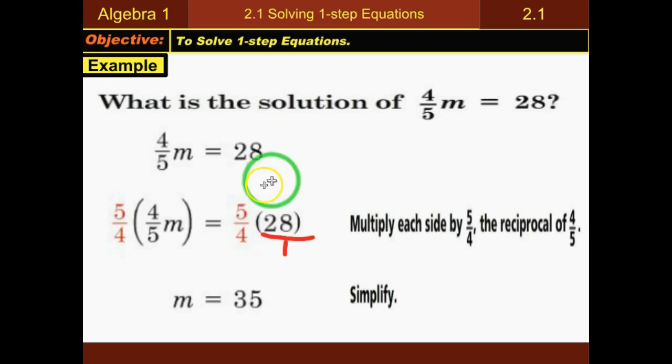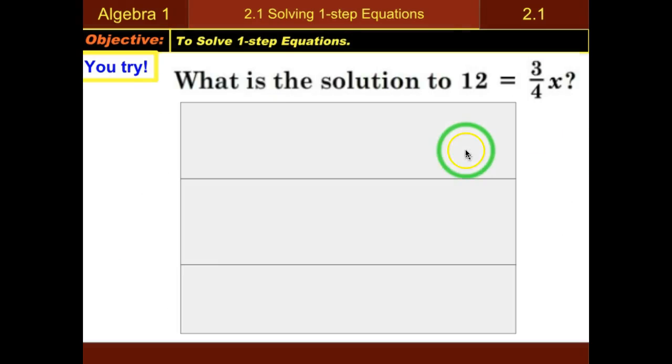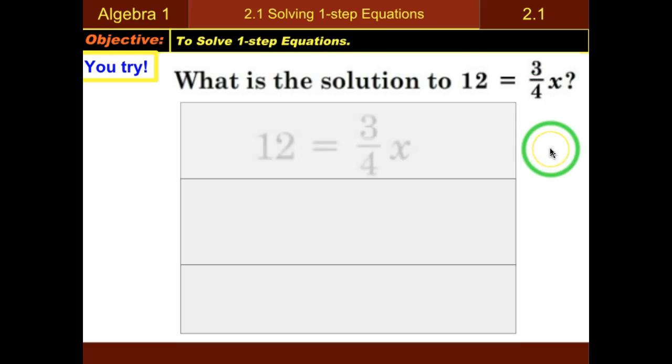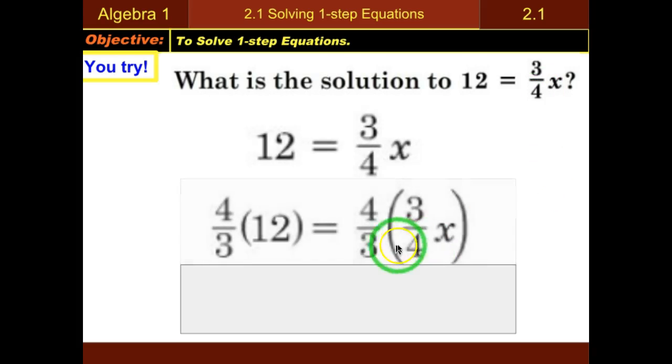And once again, you're allowed a calculator on this one, so you could just do 5 times 28 and then divide it by 4. So you try. If you haven't tried it yet, pause and try it. So we have a fraction. We're going to multiply by its reciprocal again. So in this case, I'm multiplying by 4 over 3. Remember, this becomes 12 over 12.